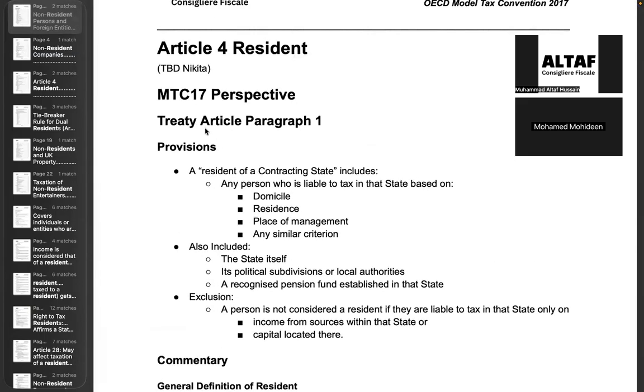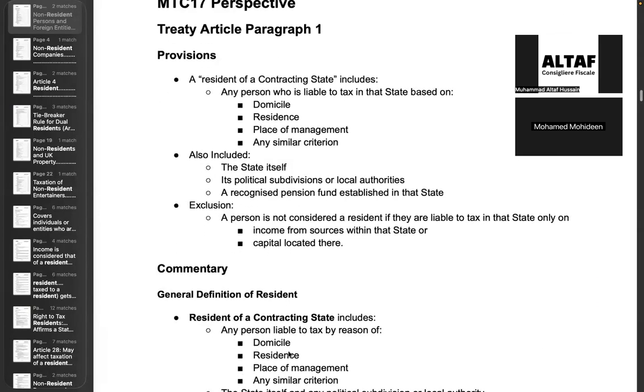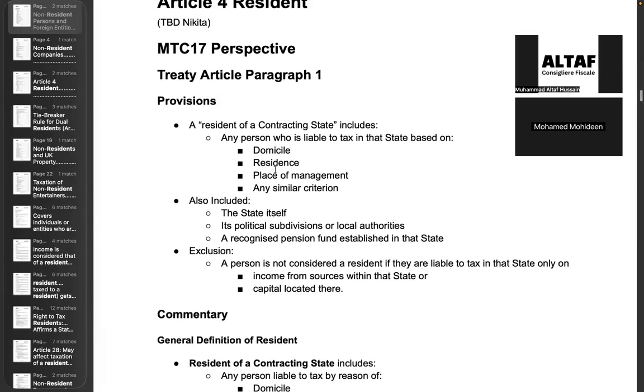This is the OECD model tax convention, which is almost 658 pages. The initial few pages are only the provisions. The provisions are smaller, 30 odd provisions, but then there is very detailed commentary on it. You can see here, a resident of a contracting state includes any person who is liable to tax in that state based on domicile, residence, place of management, or a similar condition.